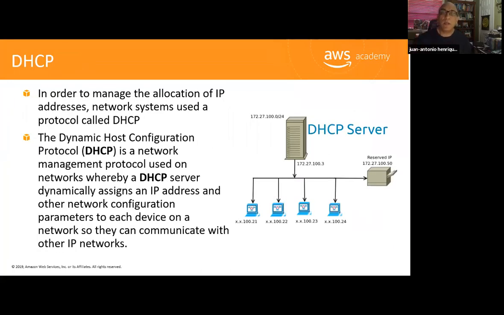All right, the next thing we're going to talk about is called DHCP. DHCP is used in order to manage the allocation of IP addresses. It's another protocol. It stands for Dynamic Host Configuration Protocol. It's a management protocol used on networks whereby there's what is called a DHCP server that is used to dynamically allocate IP addresses and other configurations, so that it doesn't have to be manually done.